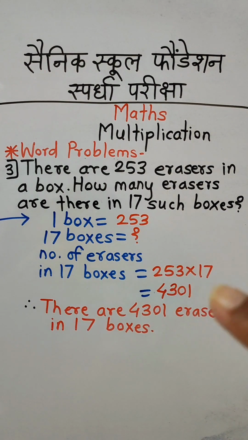Which is nothing but 4301. Therefore, there are 4301 erasers in 17 boxes. This is our answer. In this way, we can calculate the multiplication word problems.